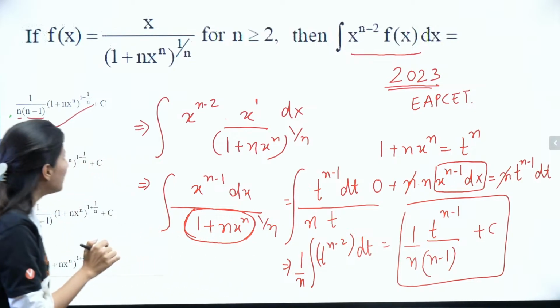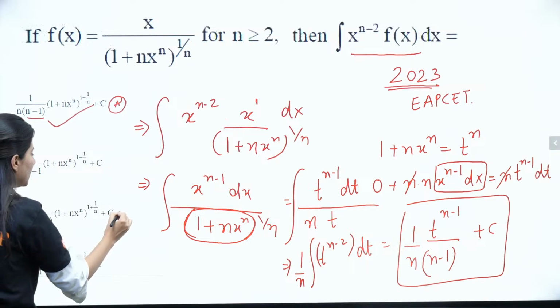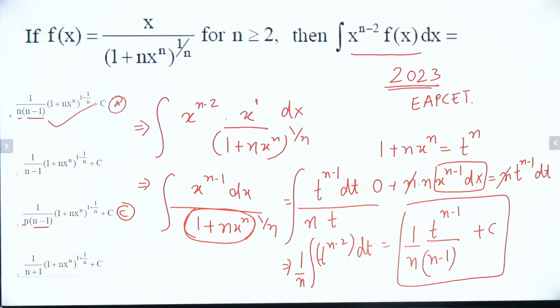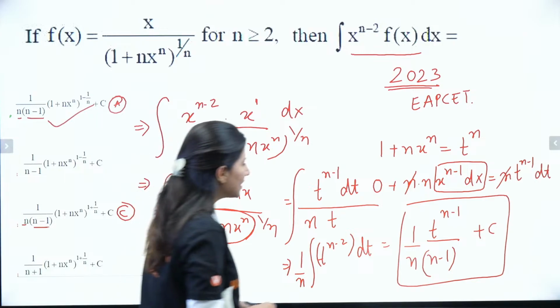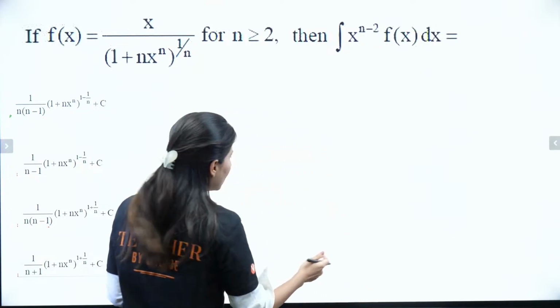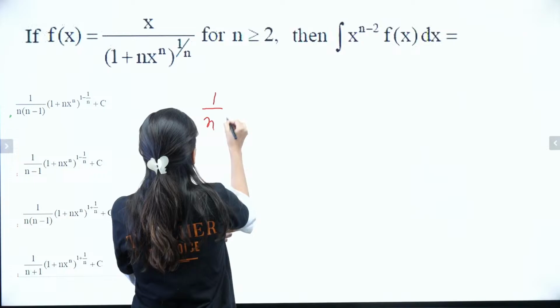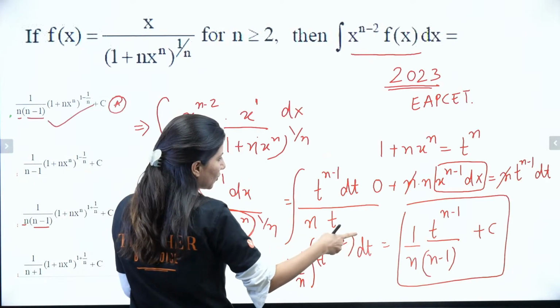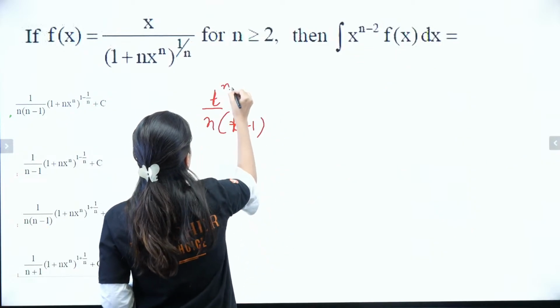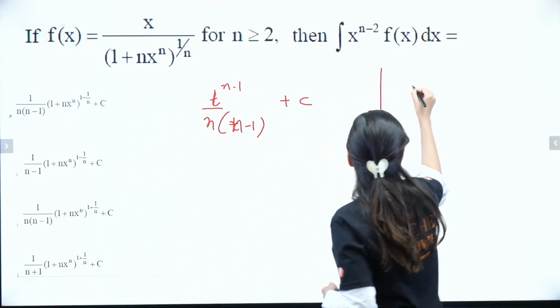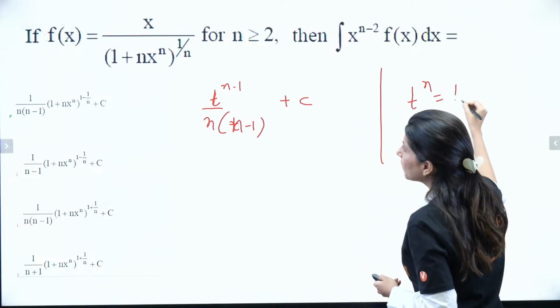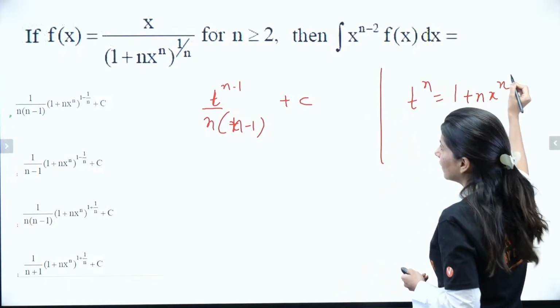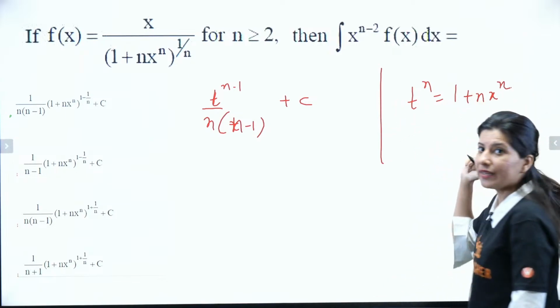The moment I saw n minus 1, either A is right or C can also be right. So we have to be very sure whether 1 minus 1 by n is there or 1 plus 1 by n is there. We have to be very sure in these two things. So let me write down what the answer was: 1 upon n and 1 upon n minus 1 was there. Let's copy it out: t raised to power n minus 1 plus constant, and remember t raised to power n was nothing but 1 plus n x raised to power n. That's it. Now let us calculate the value of t.